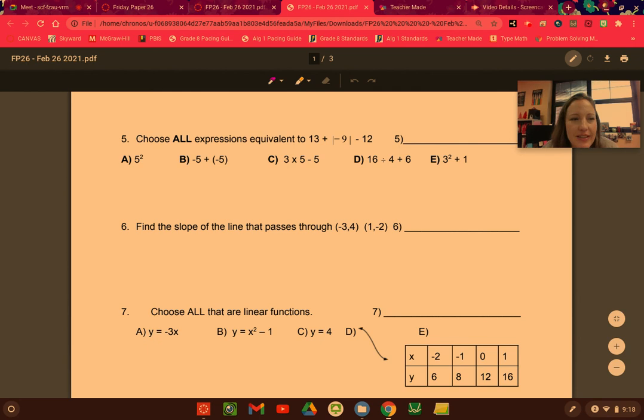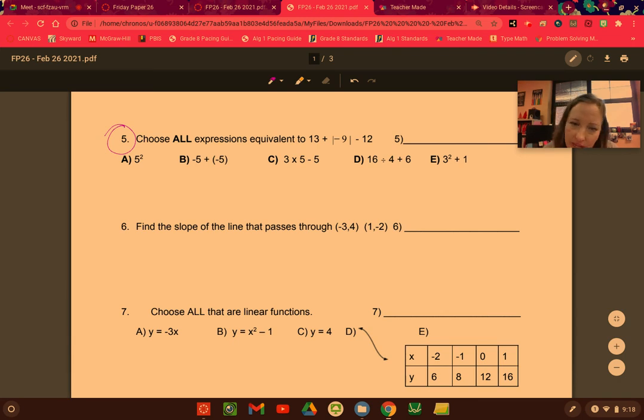Okay, here we are with my Algebra 1 class on Monday morning, and we are going to do Friday paper questions. And we're going to start with number 5. Choose all expressions equivalent to 13 plus the absolute value of negative 9 minus 12.